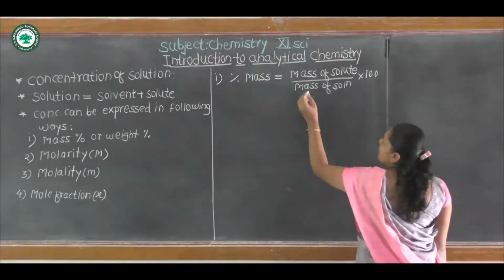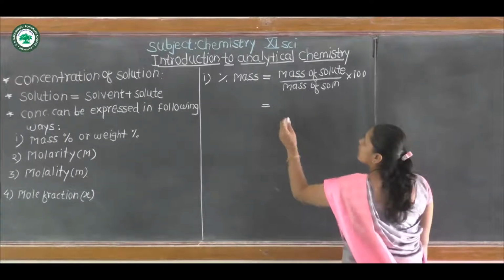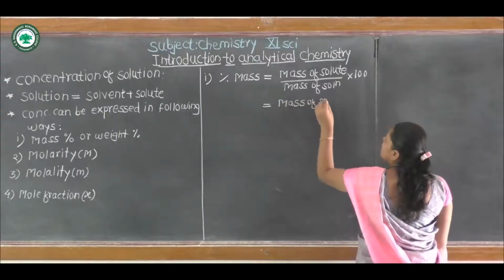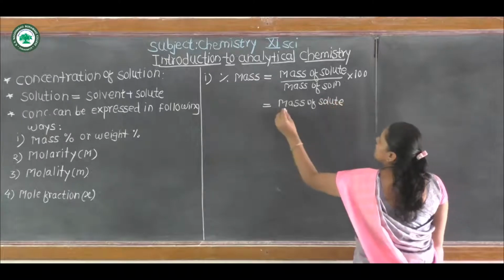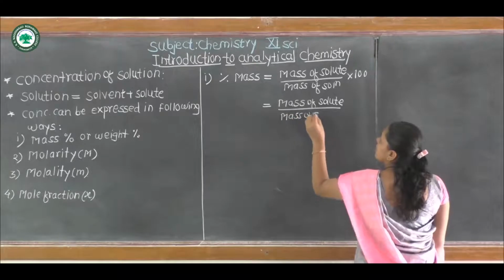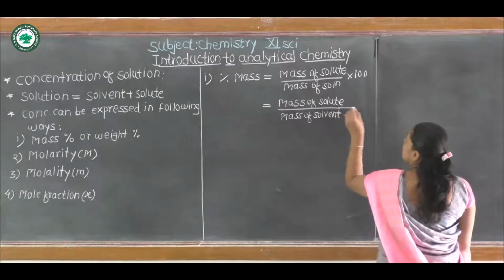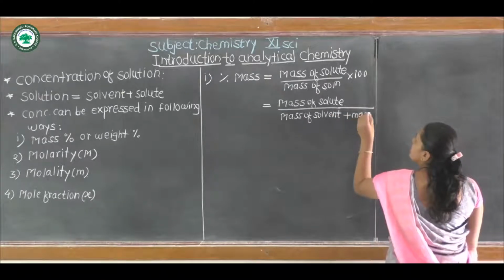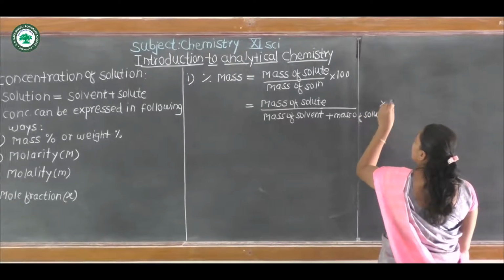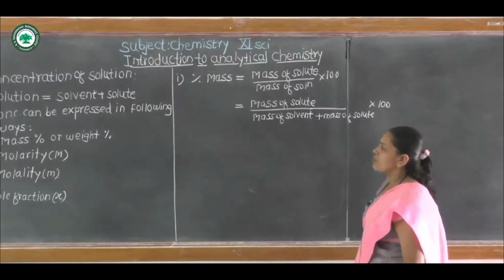We know that mass of solution is the sum of mass of solute and mass of solvent. Therefore, this formula becomes mass of solute divided by mass of solvent plus mass of solute, multiplied by 100. By this formula, we can calculate percentage mass.